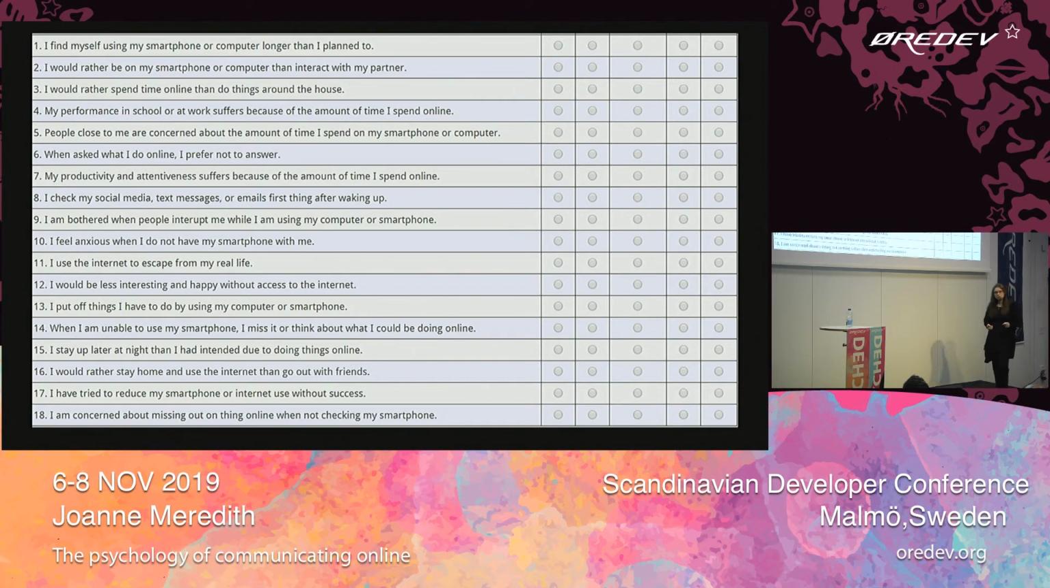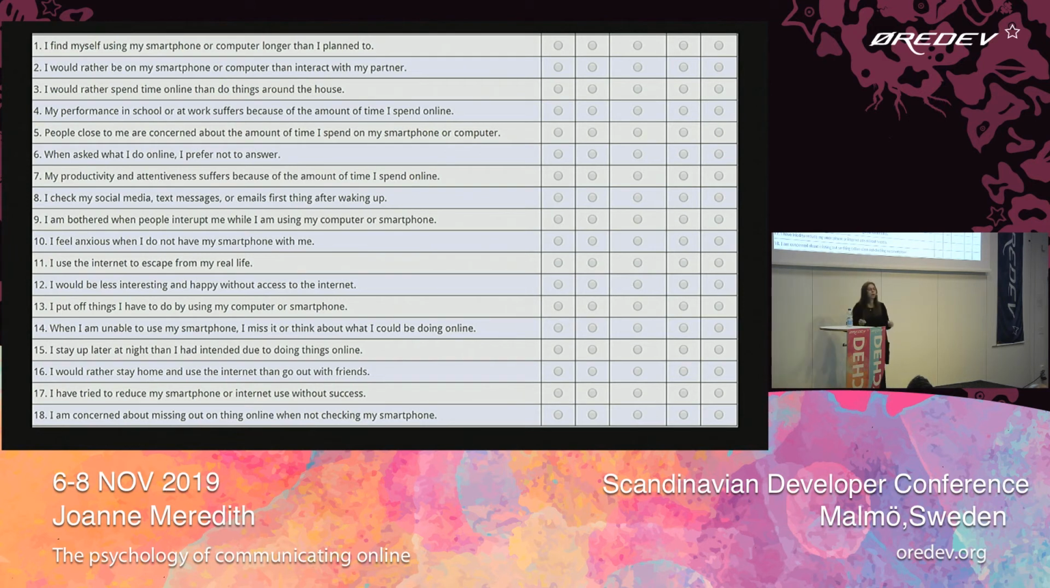But there are problems. You only have a limited number of points on that scale. So let's take number 3. I would rather spend time online than do things around the house. I'll be honest, I'm not a fan of vacuuming or washing up. I would always prefer to be online than doing those things. But I can't explain that if I say strongly agree. And also, the question's actually really badly worded because, what does it mean to do things around the house? So you have limited responses that you can give.